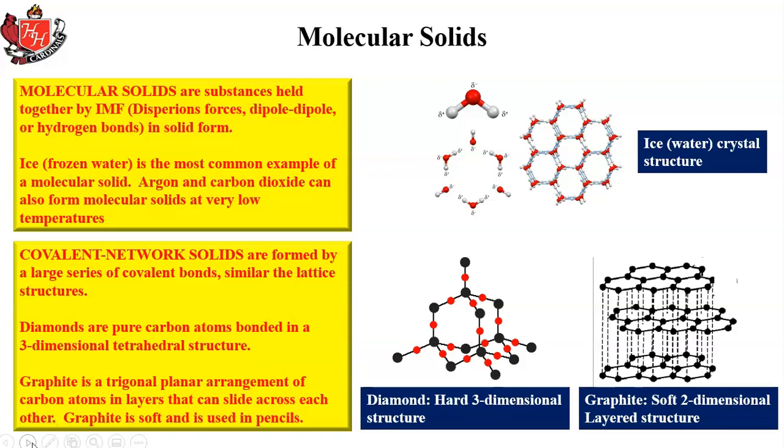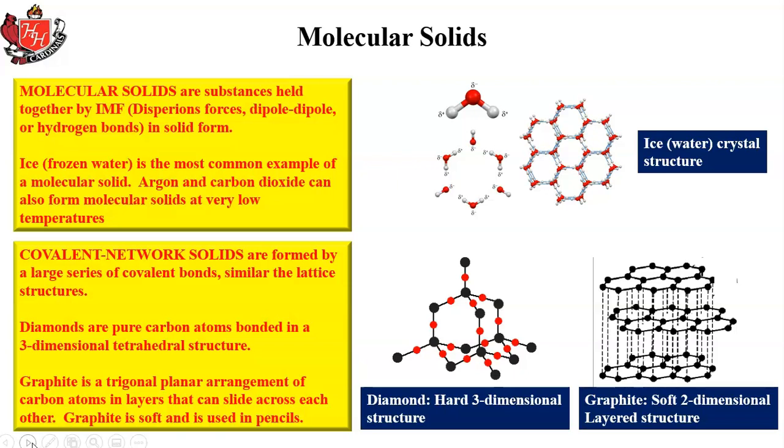Now, graphite is interesting. That's over on the right-hand side. Graphite is trigonal planar, and again, look at each of the levels of the graphite. Don't look at the whole structure, but look at just the top level. You can see that any one of those black dots is forming a trigonal planar arrangement with the other carbons. And so graphite is a trigonal planar arrangement of carbon atoms in layers that can slide across each other. Graphite is soft, and that's actually what's in your pencil.